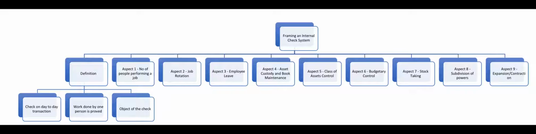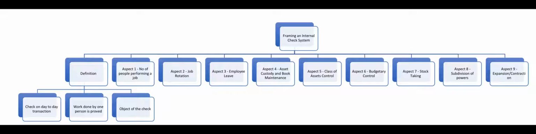It is a check on the day-to-day transactions of the organization, which operates on a continuous basis. A job is performed by one person, and it is either checked by another person or it ensures that the same person independently performs it well. The objective of the check system is to prevent the possibility of errors and frauds, or to detect them much ahead of time. So the day-to-day transactions are being monitored carefully to avoid any sort of error or fraud.